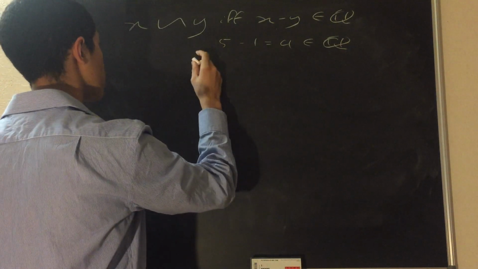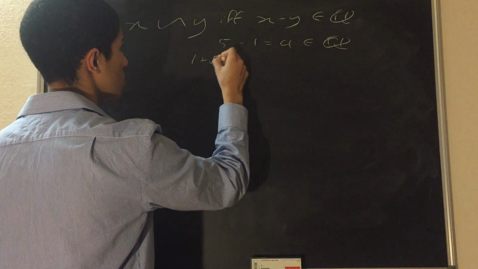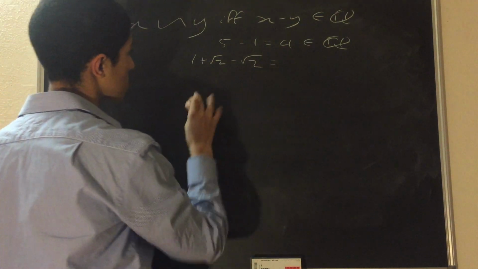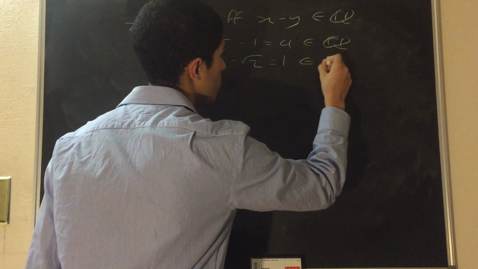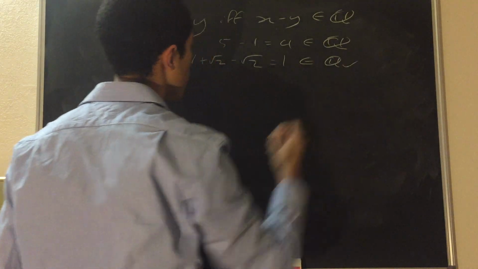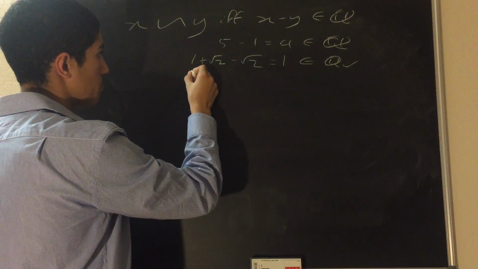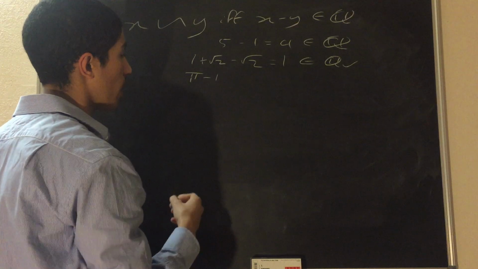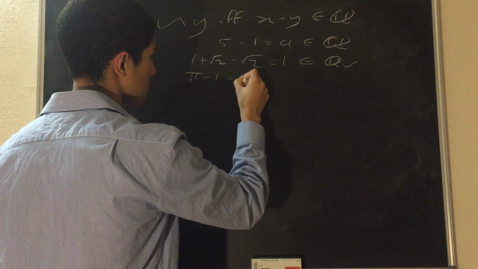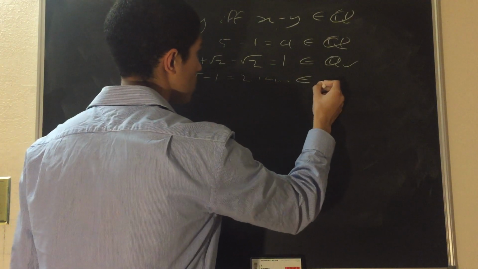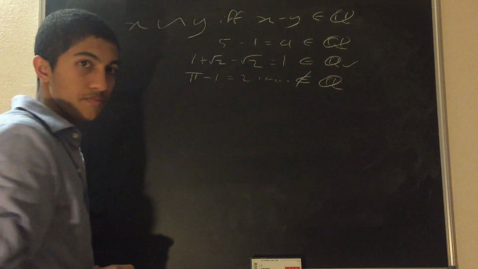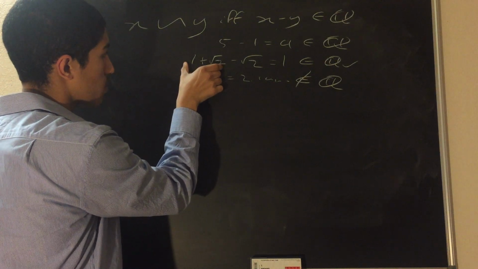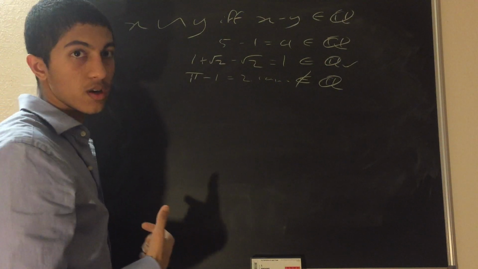And now let's say we have x is equal to 1 plus root 2 and y is equal to root 2. Then the difference of these two is simply 1, which is also a rational number. However, if we take pi for x, and if we take 1 for y, pi minus 1 is approximately 2.14 something, but it is most definitely not a rational number. So we say now that pi and 1 are not equivalent. However, the quantities 1 plus root 2 and root 2 are equivalent, and 5 and 1 are equivalent.